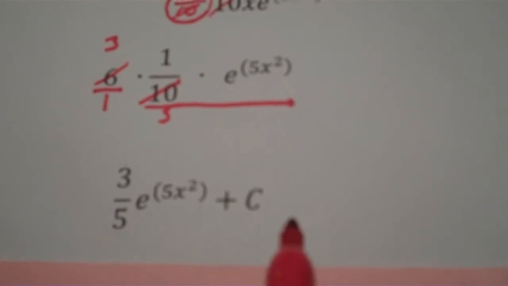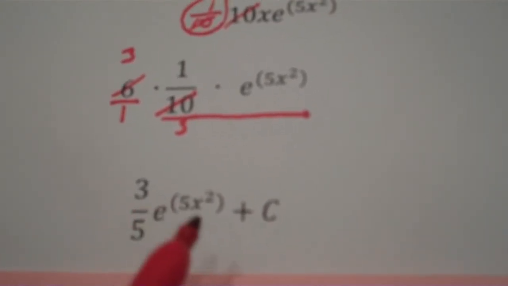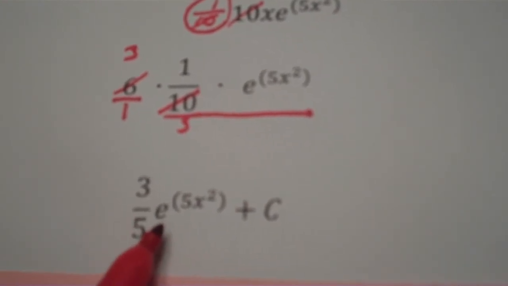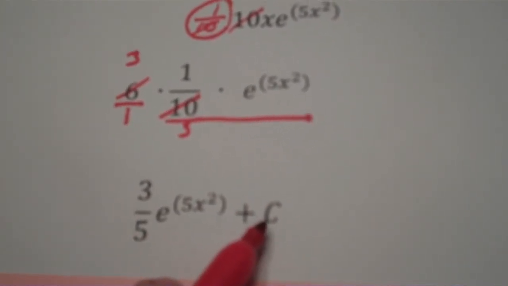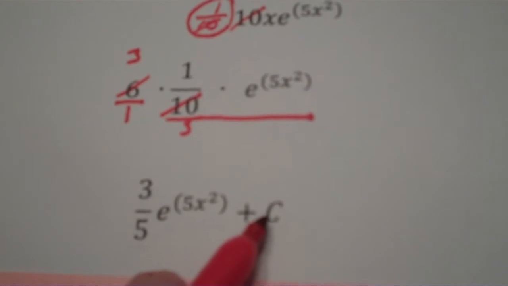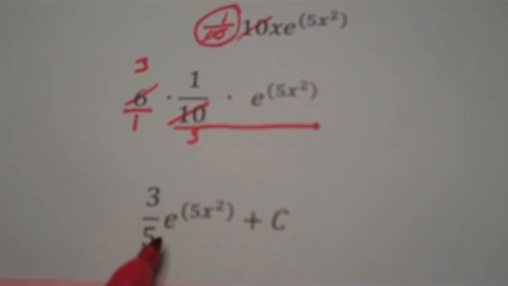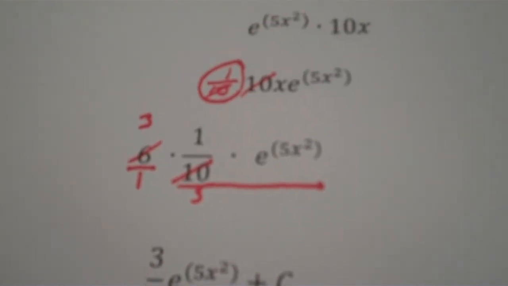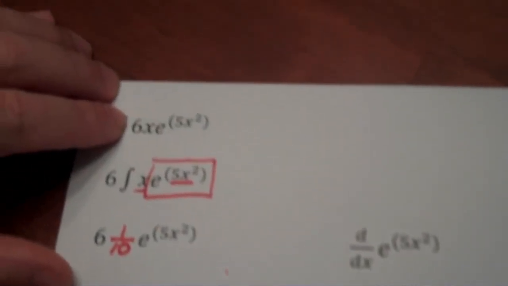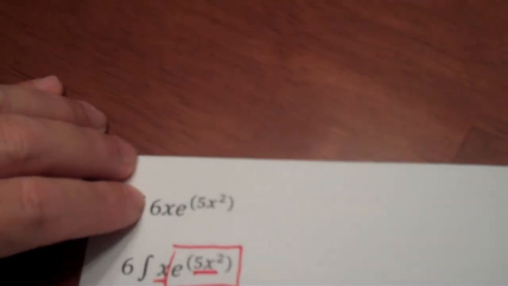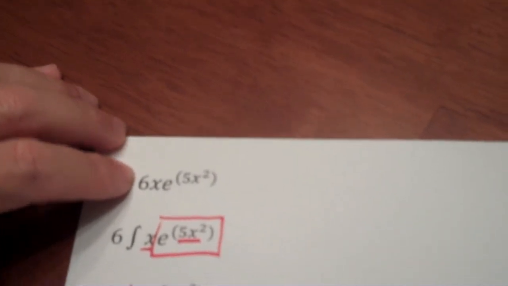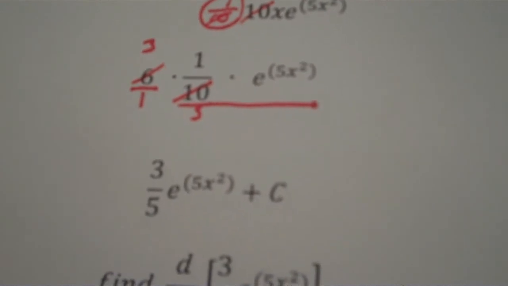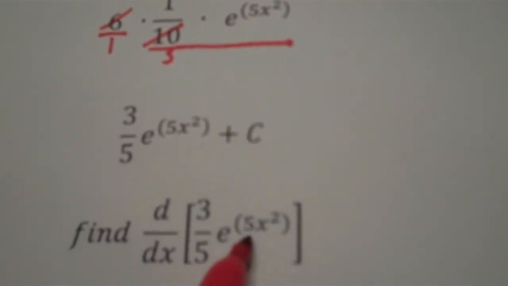So let's double check and make sure that this really is the appropriate answer. Let's go ahead and take the derivative of this. Don't forget, the derivative of c is just 0 and goes away anyway. But let's make sure the derivative of what I think is my final answer truly does give me my original function. If I've done it properly, it will. So let's go ahead and take a look at it. Let's find the derivative of my 3/5 e to the 5x squared.